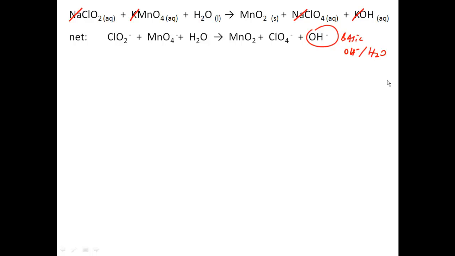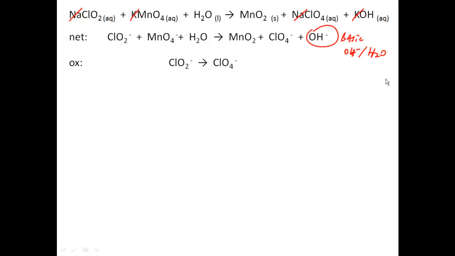The next step is to figure out what's being oxidized, what's being reduced. Well, if you look at it, you got chlorite going to perchlorate. Okay, that's a case of gaining oxygens, which is an indication that that's an oxidation. Also, the chlorine charge is going from a +3 to a +7. That's an oxidation as well. So that's what's being oxidized.